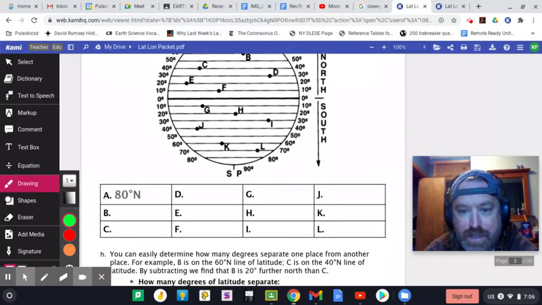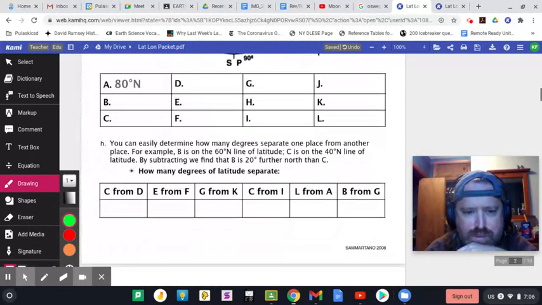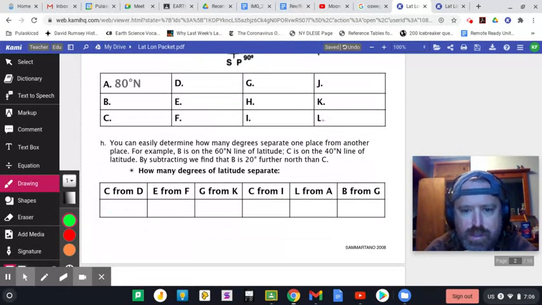These are just giving me the latitudes. Don't forget north-south. But it says over here, north-south. Need those. Like A is at 80 degrees north. They give you pretty good examples for this. And then this is just how much separates them.